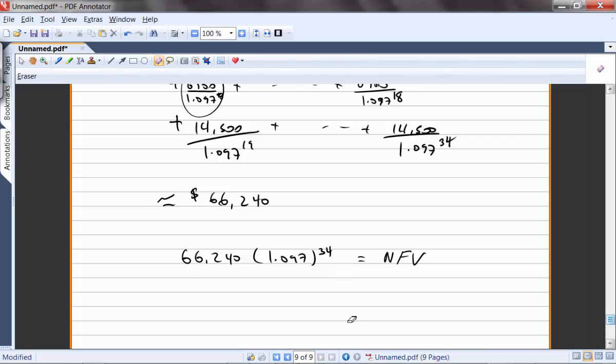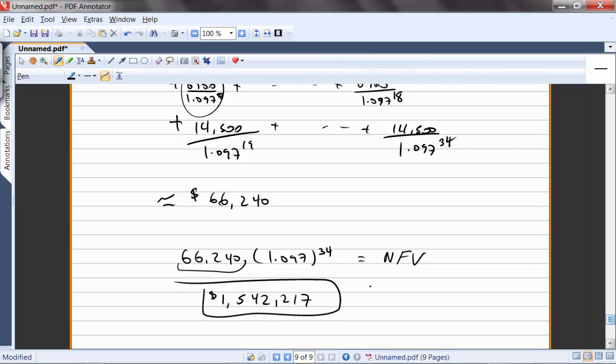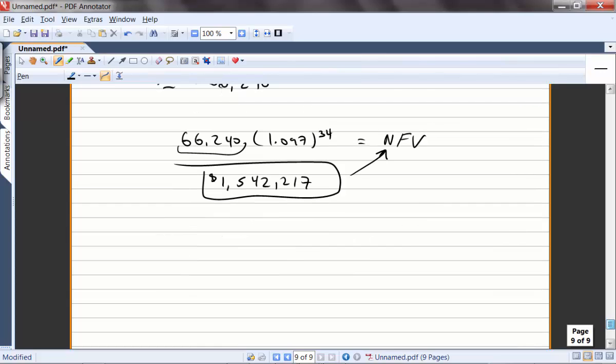And so we can solve for what the future value would be, right? By just taking the present value of that account times the 1.097 to the power of 34. And when you do this calculation, you end up getting 1,542,217. So that's the future value of that. At the end of 34 years, you would have $1,542,217 in your account. So that's question 27, and then we're done.